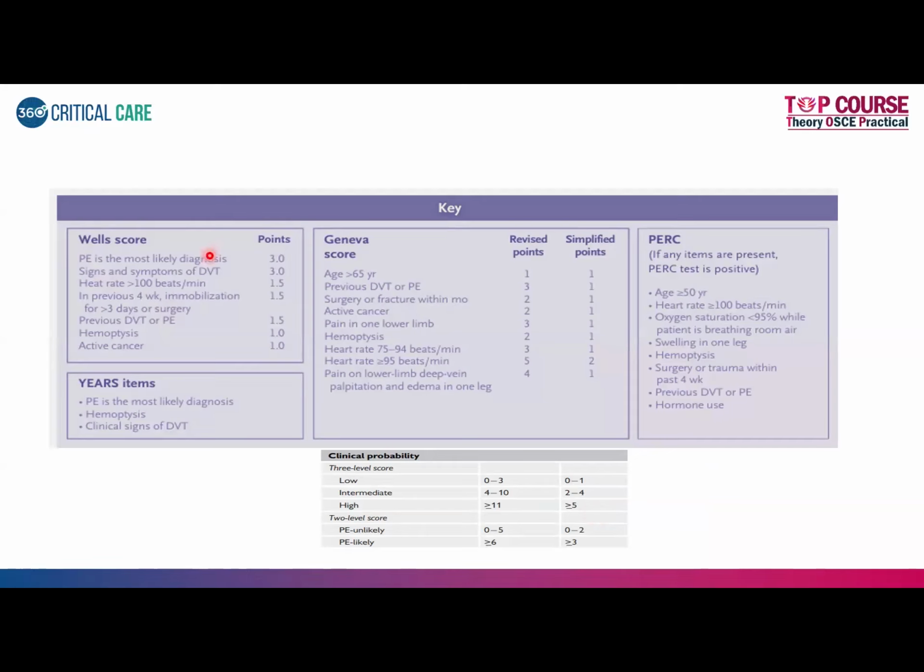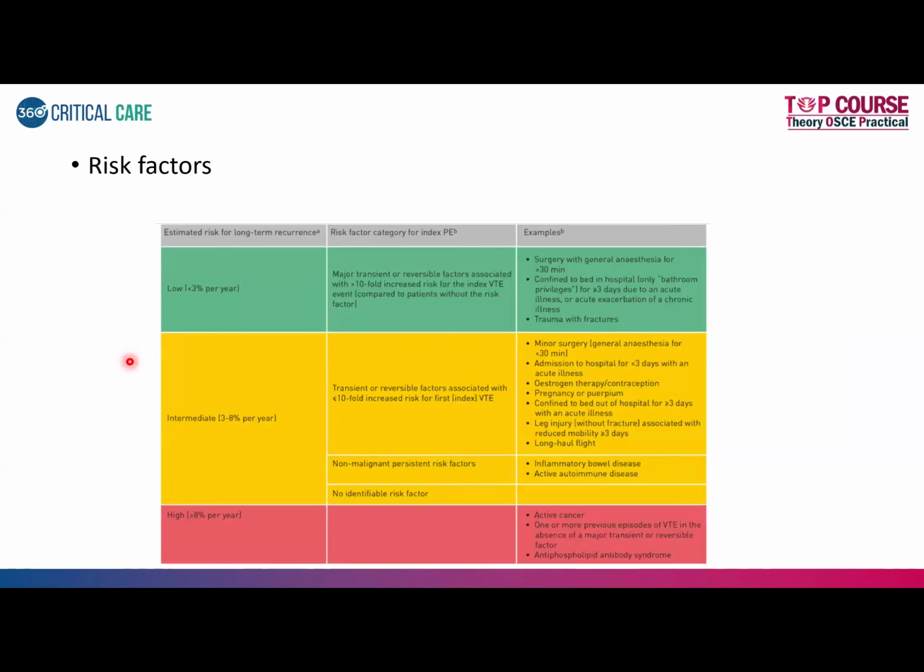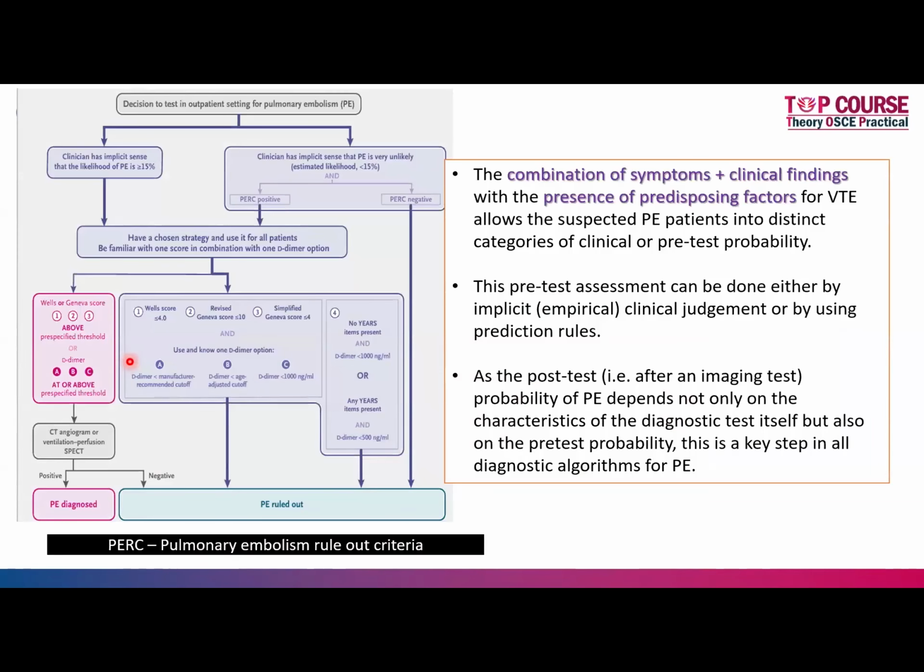So we have the Wells score. What are the pointers? PE most likely diagnosis, 3 points. Signs and symptoms of DVT, 3 points. Tachycardia more than 100, 1.5 points. Previous immobilization for more than 3 days within 4 weeks, or surgery, 1.5 points. Previous DVT or PE, 1.5 points. Hemoptysis and cancer, 1 point each. So these are the criteria, and as we have seen in the previous slide, a Wells score of 4 is the cutoff.